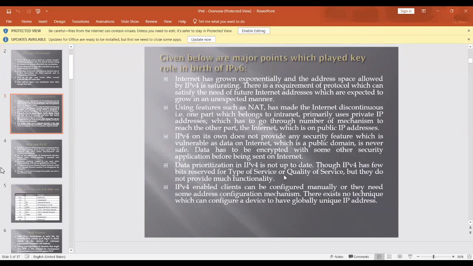So therefore, as we discussed just a moment ago, the data has to be encrypted with some other security application for being sent on the internet. Those are some of the drawbacks which we were discussing earlier also. And IP version 4 enabled clients have to be configured manually, and they need some address configuration mechanisms. So there is no technique which can configure these devices to have globally unique IP addresses, right? So those requirements were there.